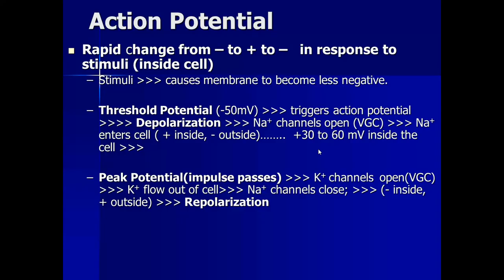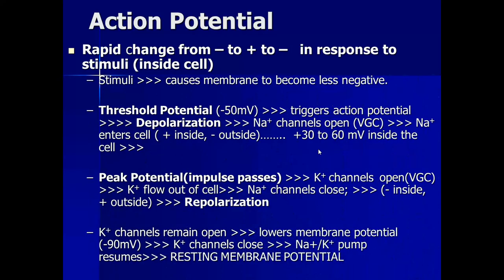Now, it becomes a little bit too, quote unquote, repolarized. Because the potassium channels remain open, it's actually going to lower the membrane potential past resting membrane to -90. That's called hyperpolarization. It happens during the refractory period. Once it reaches that -90, that's the trigger for the potassium channels to close, and the sodium-potassium pump resumes to get the sodium ion distribution back together. Only after that is it in resting membrane potential, and then can a neuron fire off again.